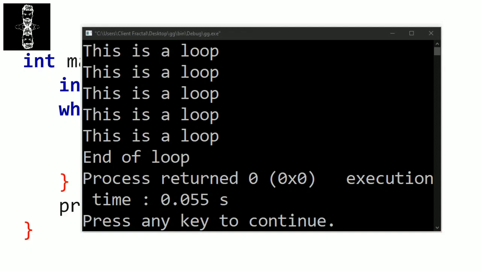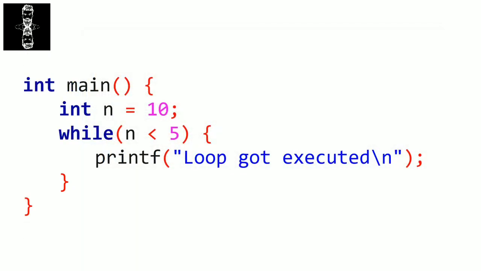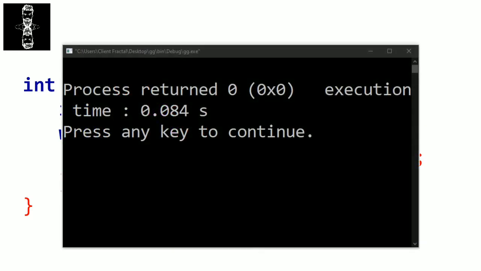Before moving to the next type of loop, you have to know that it's possible to have a case where we don't even enter in the body of the loop. It's when the condition is false at the beginning. For example, if we have this loop, we have n is equal to 10, and we have while n is smaller than 5, we print loop got executed. If we compile, we get nothing, because we didn't even enter the loop because the condition n is smaller than 5 is already false at the beginning.